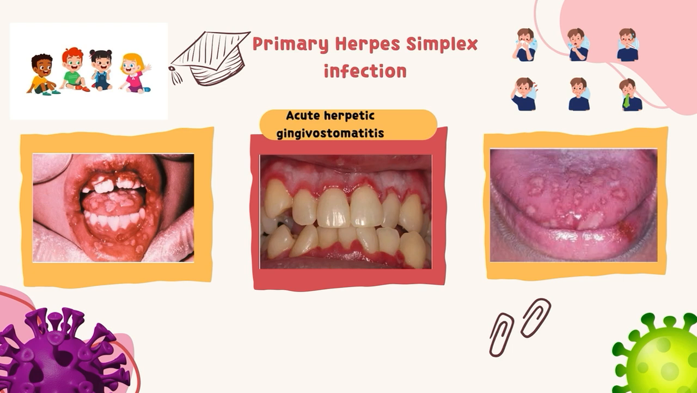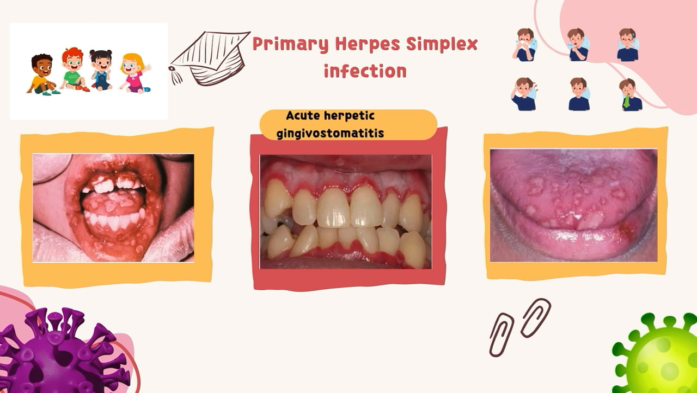Clinical features. They develop a prodrome of fever, anorexia, irritability within 2 to 3 days of prodromal symptoms. Erythema and clusters of vesicles develop on hard palate, attached gingiva and dorsum of the tongue. Vesicles break down to form ulcers. Gingiva is often fiery red, edematous. Several small gingival ulcers are often present.